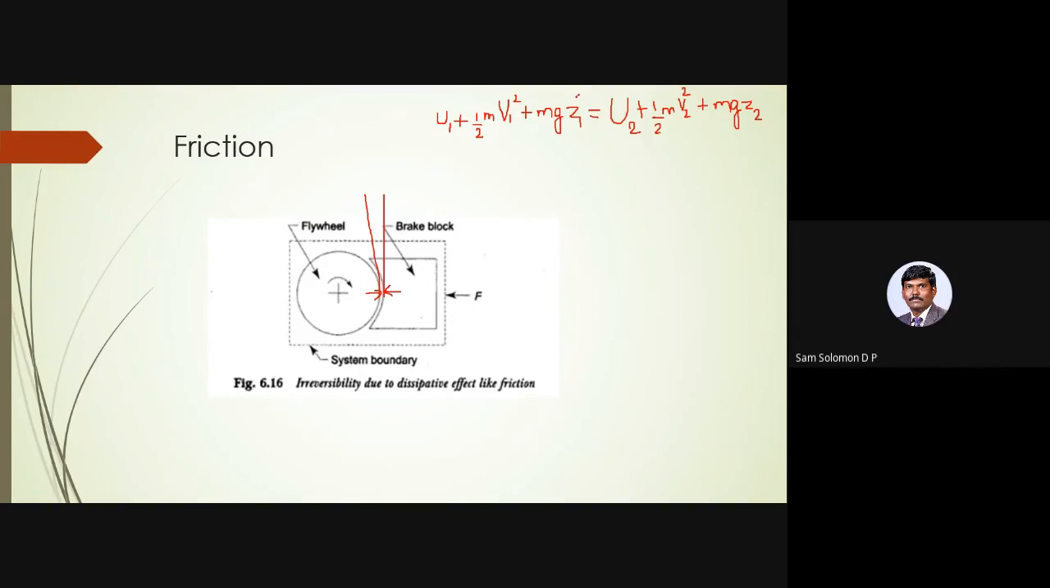See, the potential energy does not have any role here. Both of them are at the same height, so there is no change in potential energy. If you look at the second condition, V2 is brought to 0. The flywheel is brought to 0, so the velocity is 0. So what has happened is, when I stop the flywheel, only the internal energy of the flywheel has gone up.